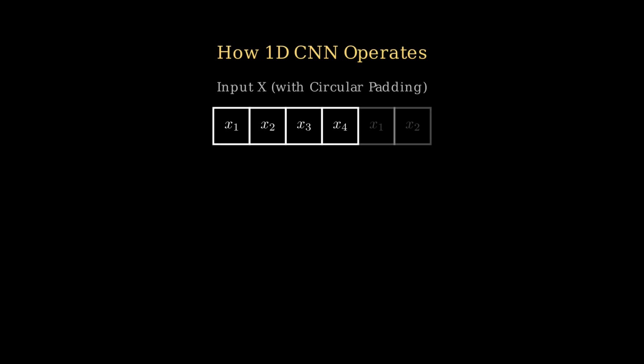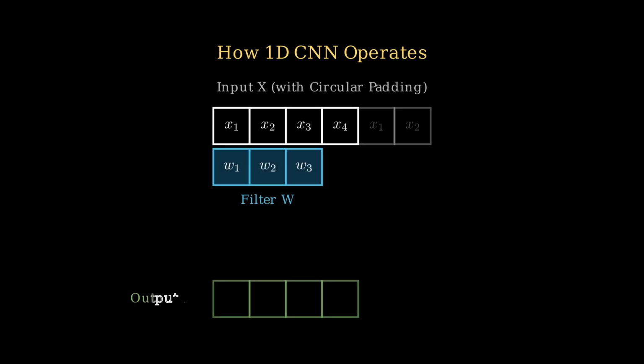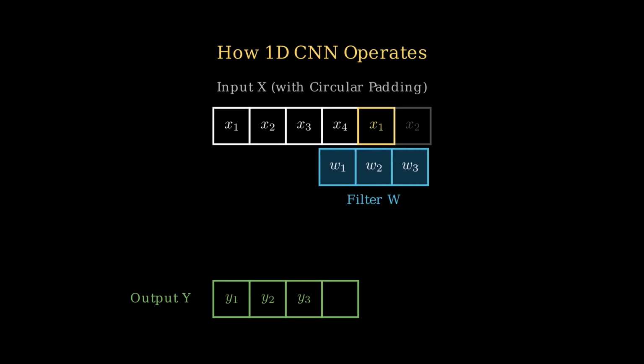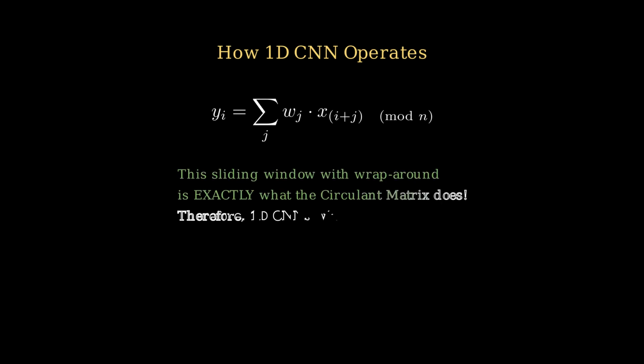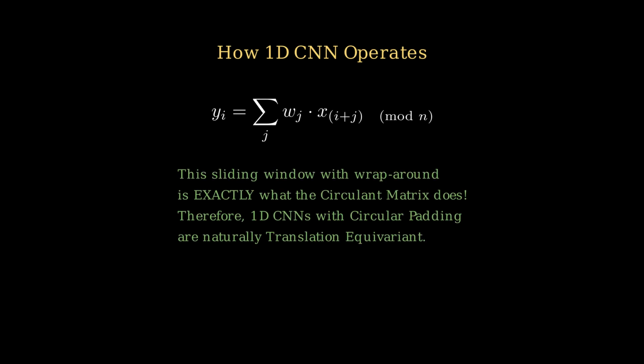Step 3. Let's see how this translates to the mechanism of a 1D convolutional neural network. We start with our input sequence and apply circular padding by copying the initial elements to the end. Then, we introduce a learnable filter, or kernel, that will slide across the input. As the filter slides step by step, it computes the output. When it reaches the end, the circular padding allows it to seamlessly wrap around, just like our cyclic shift. This sliding window with wraparound is mathematically identical to our circulant matrix. Therefore, 1D CNNs with circular padding are naturally translation equivariant.